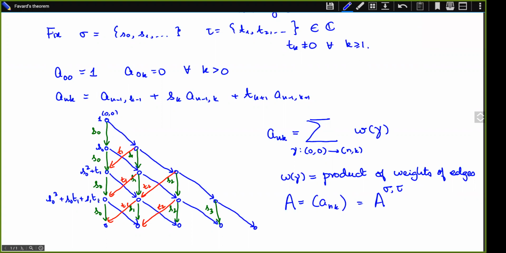Okay, but on the second column, if you go, yeah, one blue and one green. It means each path consists of one blue and one green.